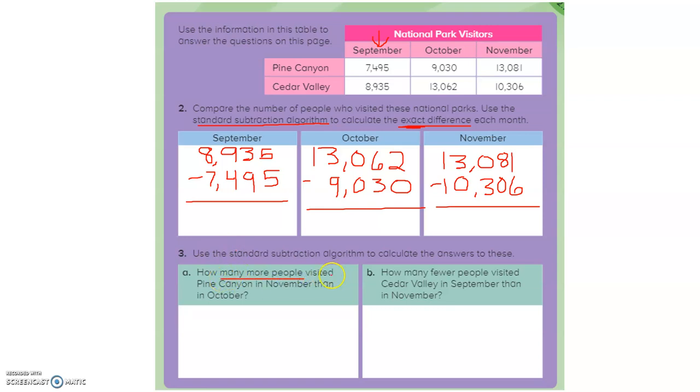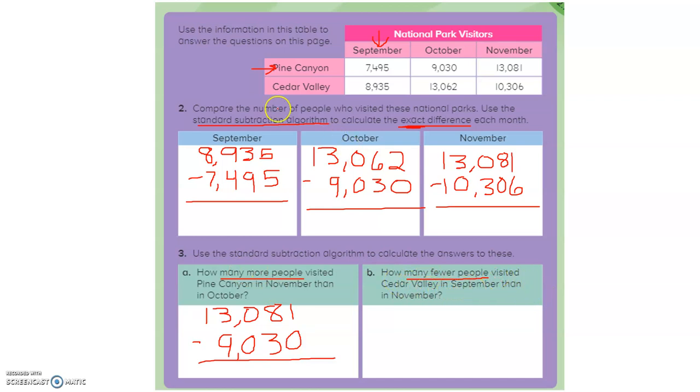How many more people visited Pine Canyon in November than in October? So we're looking at Pine Canyon in November than in October. So we're finding the difference. So November, it was 13,081. And October was 9,030. And you're finding the difference. Okay, how many fewer people visited? It's the same exact thing, guys. How many more, how many fewer? You're still finding the difference either way.